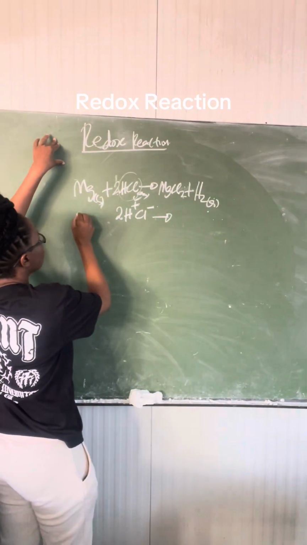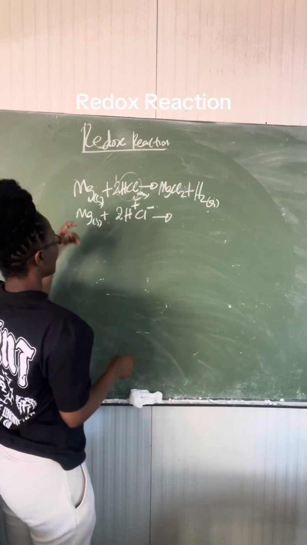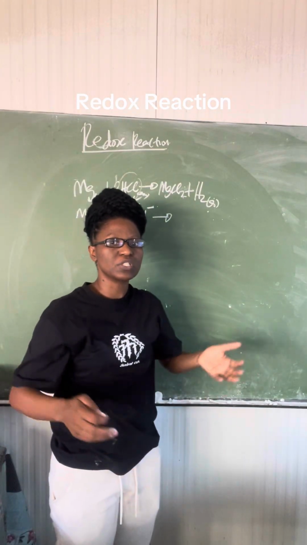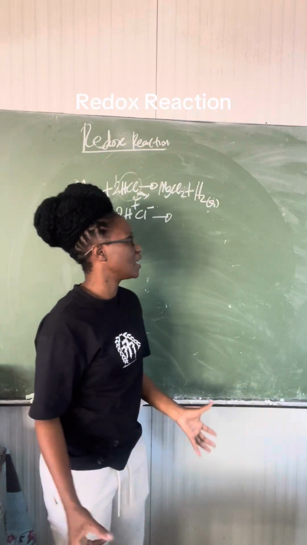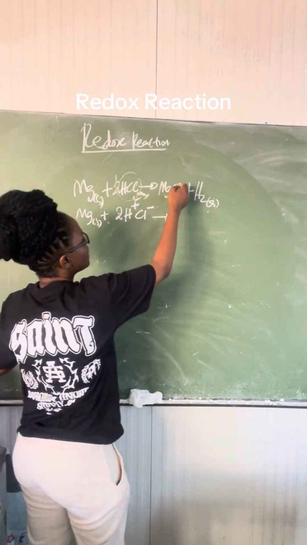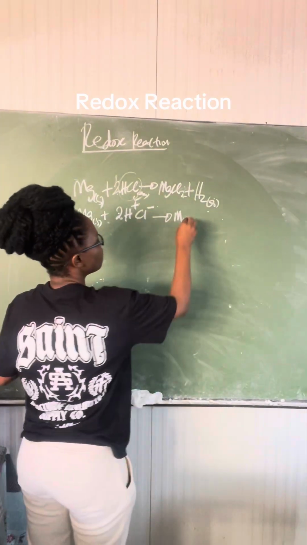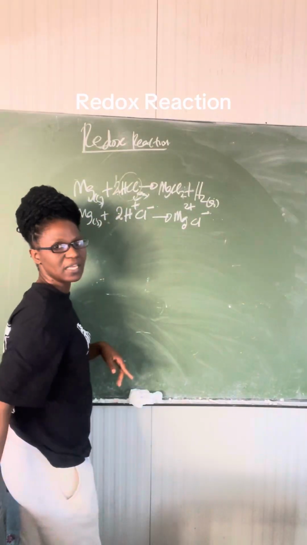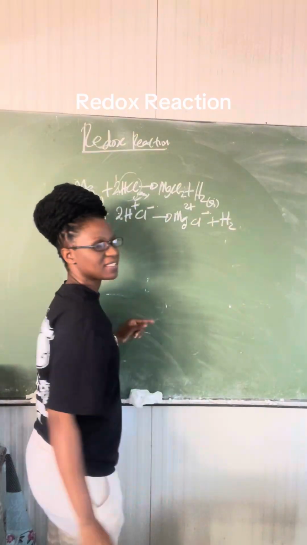Now the magnesium, let's keep it like that. This magnesium is neutral, meaning you cannot tell whether it has lost or gained electrons. When looking at the MgCl2, when we dissociate it to form the ions, it's going to be Mg2+ with our Cl-. We're going to keep our hydrogen exactly as it is.